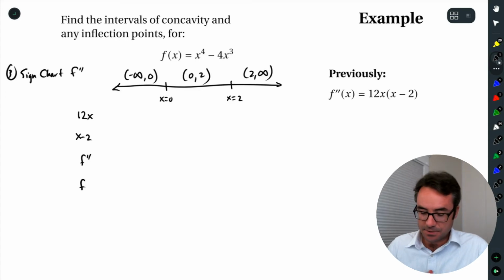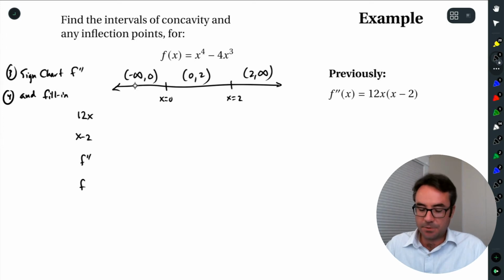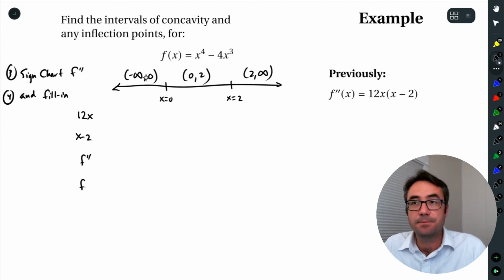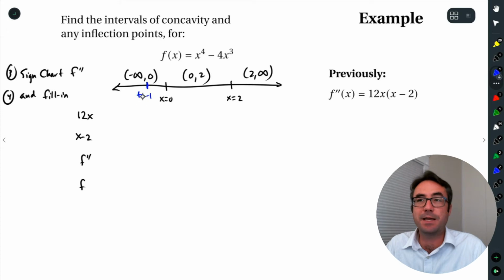All right, so let's start filling in. Let's start with this interval from minus infinity to 0. And what we can do is just pick a test number somewhere in that interval. So -1 works. -1 is in this interval. And what we can do with that test number is just plug it into each of these different factors.